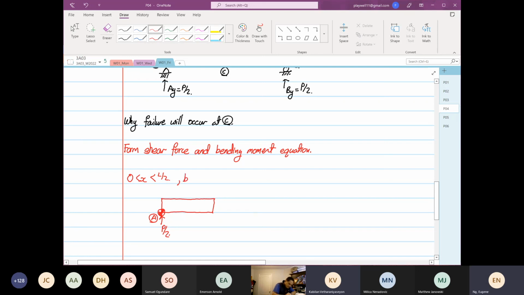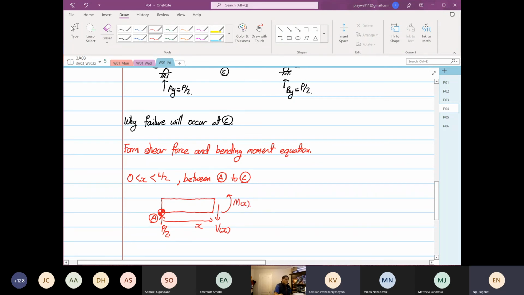This is between point A and point C. So the distance x, this is our x, and we're going to have Vx coming down and Mx going in the other direction.